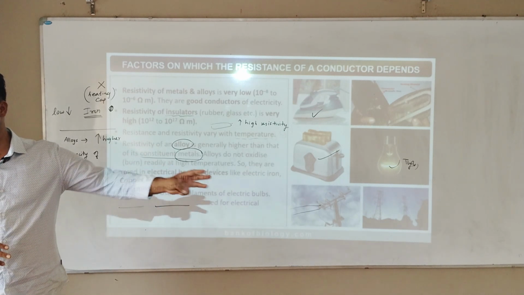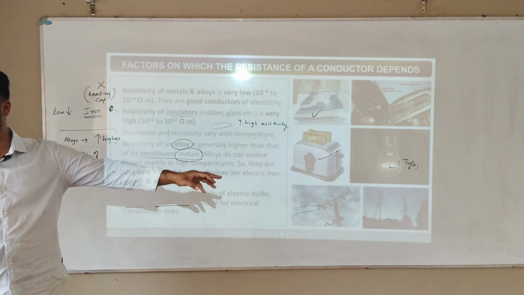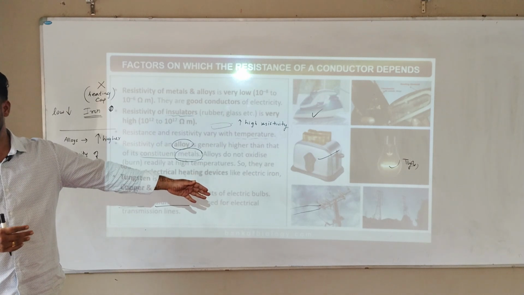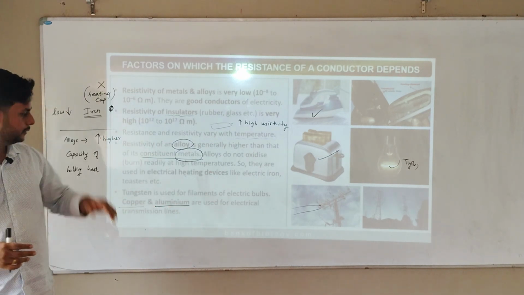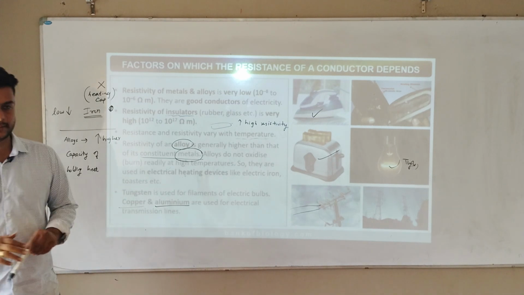And tungsten is used as a filament in bulbs. And lastly, copper and aluminum are used in what? Transferring of electricity through the electrical poles. Any doubts? Okay, next.